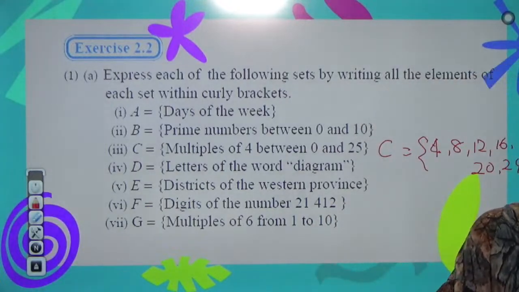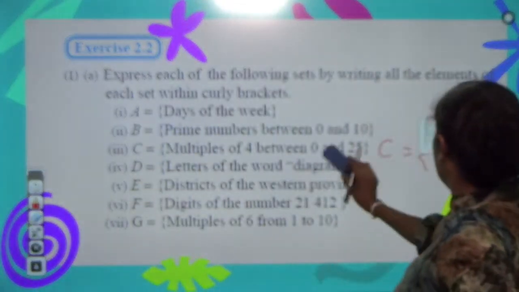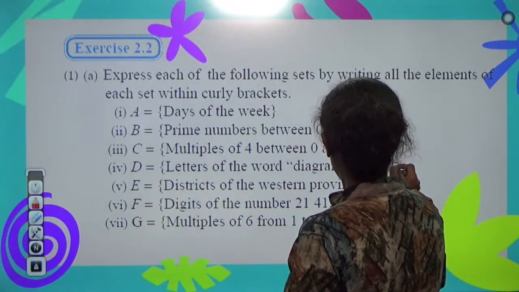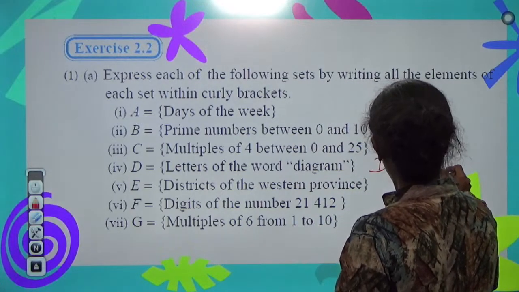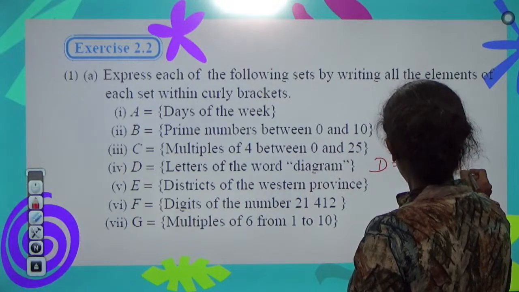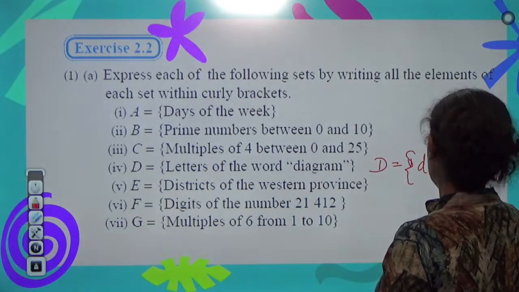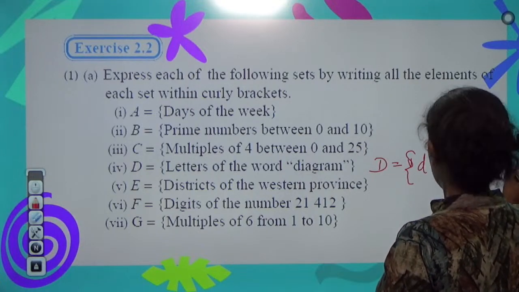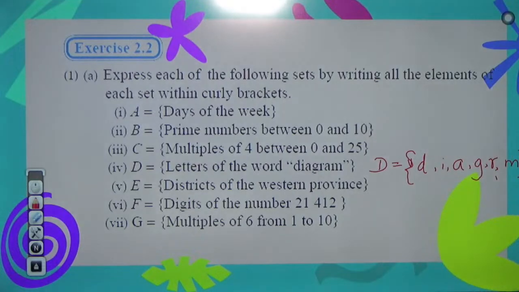Next one, letters of the word diagram. D-I-A-G-R-A-M. Within curly brackets we have to write. D is equal: simple D, I, A, G, then R, A, that is not written again, and M. D, I, A, G, R, M. Okay. Right.